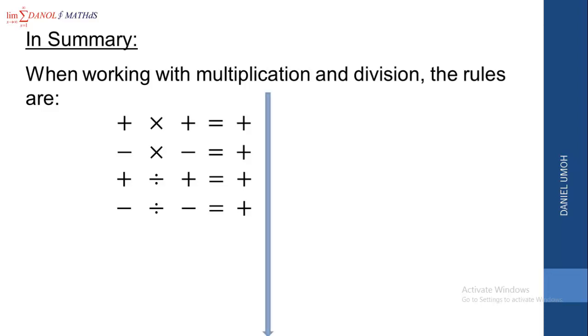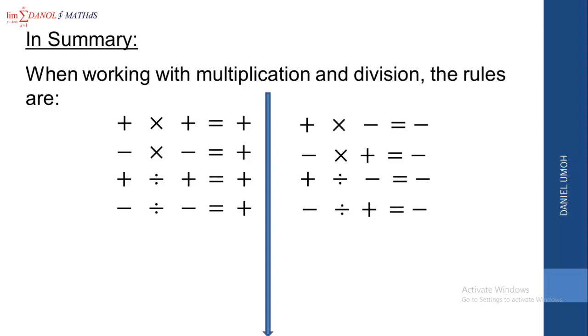Now look at the summary for rule 2. The summary for rule 2 says plus times minus is equals to minus. You can see two different signs there. The next one, minus times plus is equals to minus. The same different signs. Plus divided by minus is equals to minus. Different signs. Minus divided by plus equals to minus. So this is the summary of rule 2. You have to take note of these rules.